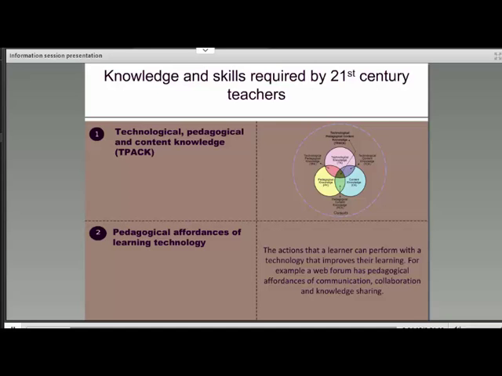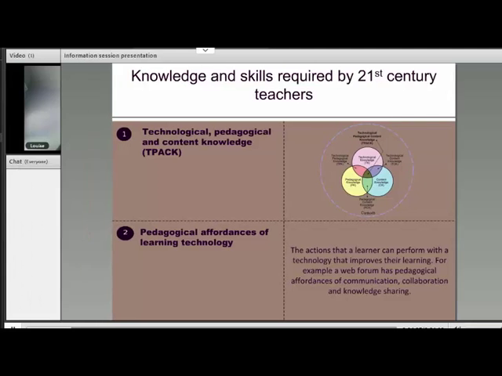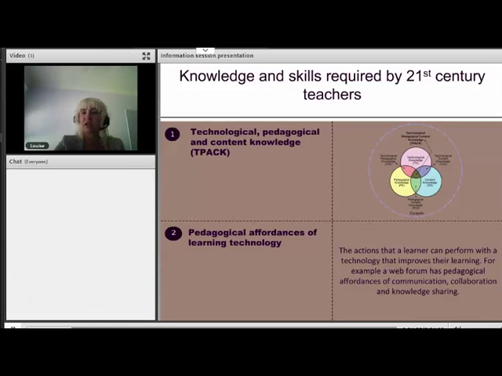TPACK was first designed in 2006 by Mishra and Koehler, and you will see that the goal of learning technology is to aim for that centrepiece, right here where I'm pointing. That centrepiece doesn't just focus on technology skills.